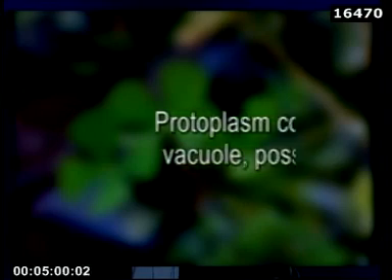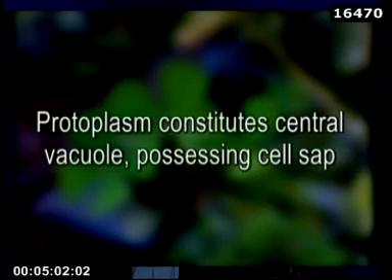Just inside the cell wall there is the cell membrane, and the protoplasm is constituted of a large central vacuole which possesses the cell sap. The protoplasm also contains a large reticulate chloroplast in which a large number of pyrenoids are embedded. A parietal nucleus is also present in the cell.